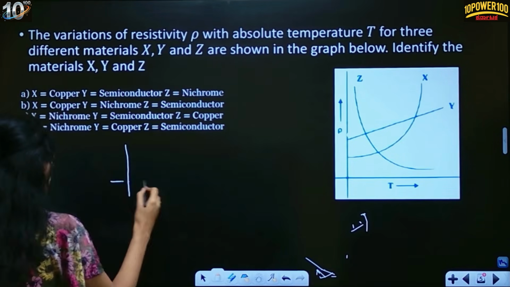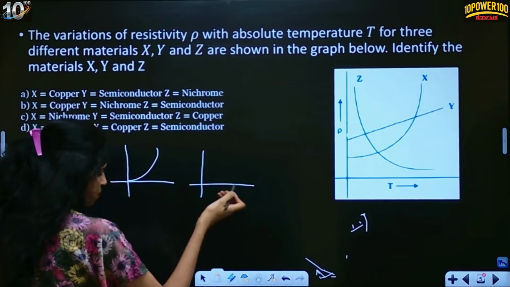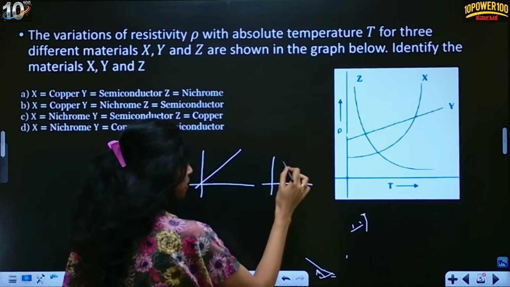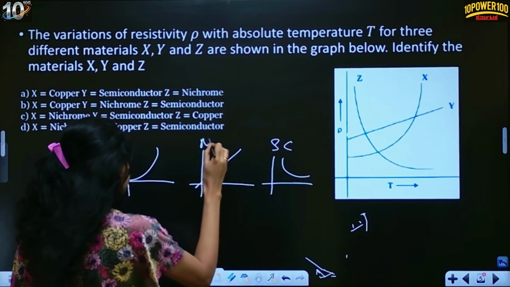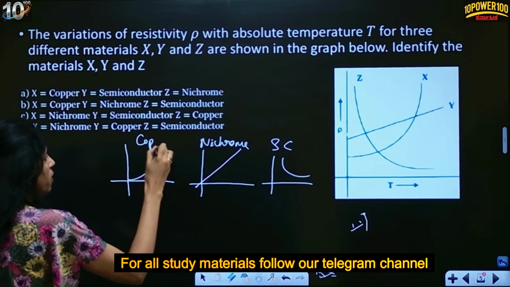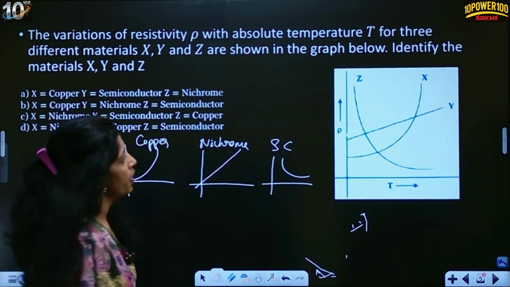For copper, the resistivity versus temperature will be almost a curved line, and for nichrome it will be almost a straight line, and for a semiconductor it will be decreasing, right? This is for nichrome, and this is for copper. You have already learned this, so now just apply it. Just find out what X is, guys.